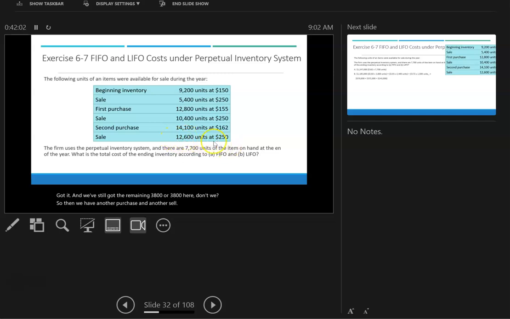Under LIFO, we're going to sell these units right here. So how many units do we have left after we sell these 12,600? 1,500? Does that make sense? So do you see, using LIFO, we're going to have 3,800 at 150. We're going to have 2,400 at 155. And we're going to have 1,500 at 162.